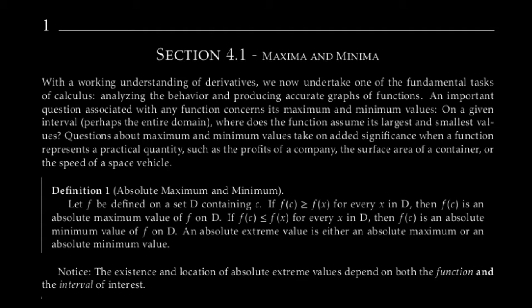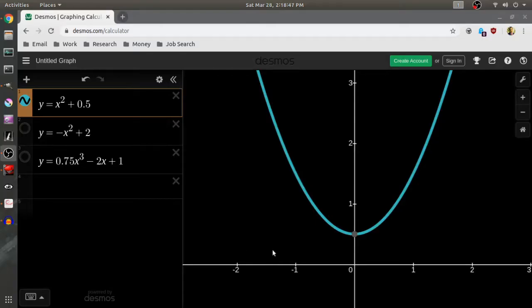So, an important thing to notice here is that the existence and location of absolute extreme values depends both on the function and the interval of interest. Let's look at an example to get a sense of what's going on. Okay, so if we want to get an idea of what's going on with maximum and minimum values, with extreme values, let's look at a couple of classic examples.